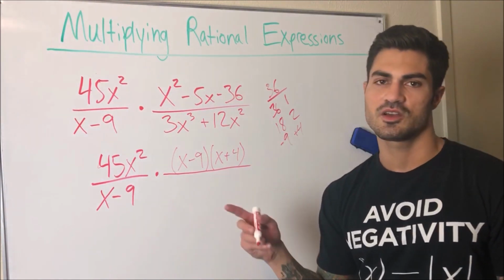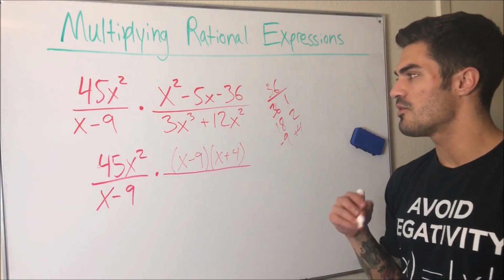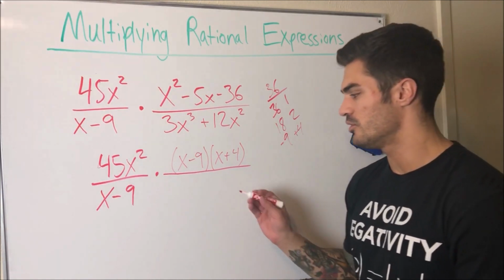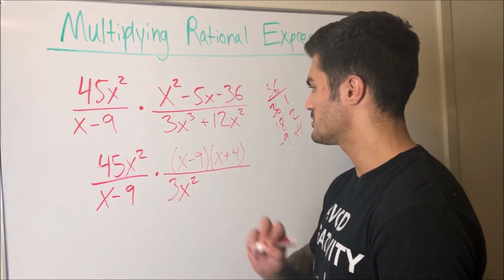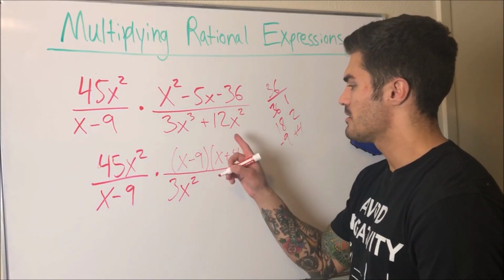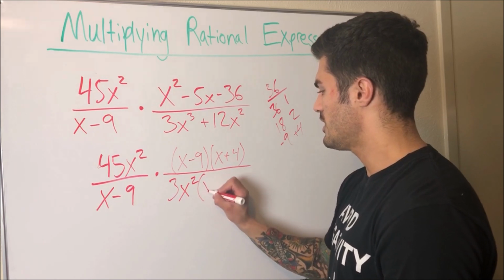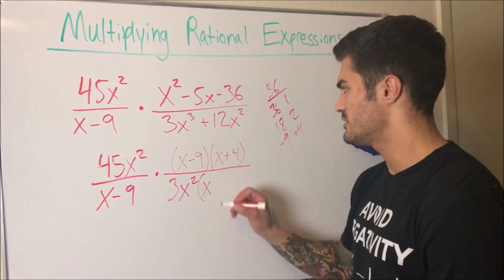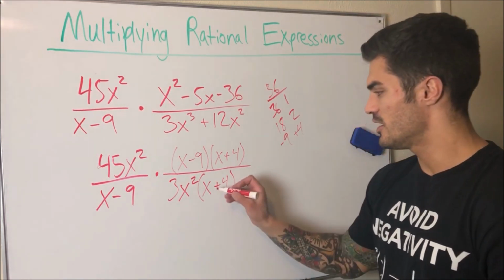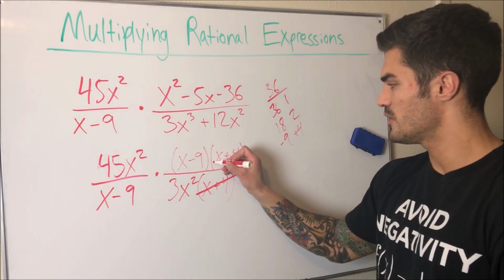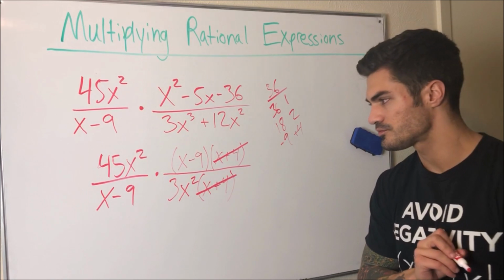And now let's see how I can factor this denominator. It looks like it definitely has a common factor. I can take out 3x squared, it looks like. Let's see what happens when I take out 3x squared. 3x squared. What am I left with? X plus 4. Oh, and look what happens here. X plus 4, x plus 4. I can go ahead and cross those out.